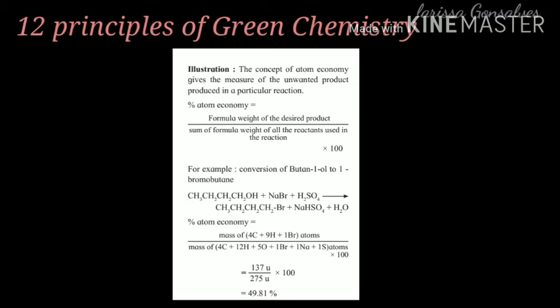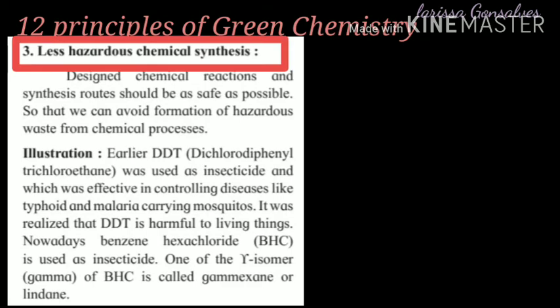After substituting their atomic masses, we get the answer as 137 u divided by 275 u. u stands for unified mass. Multiply by 100 and hence the answer is 49.81%. So the atom economy percent of conversion of butan-1-ol to 1-bromobutane is 49.81%. Third principle is less hazardous chemical synthesis.